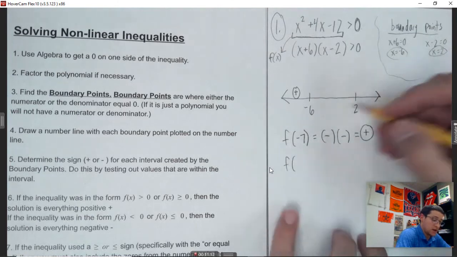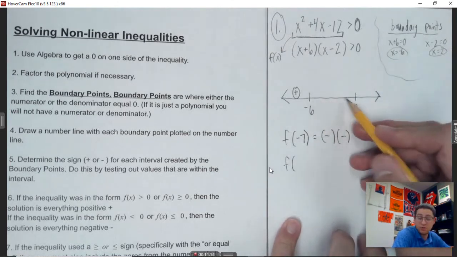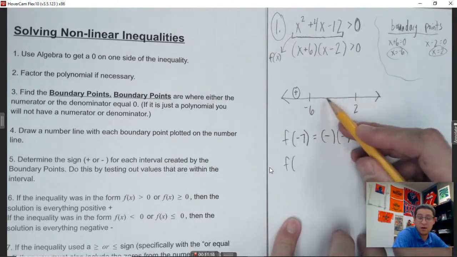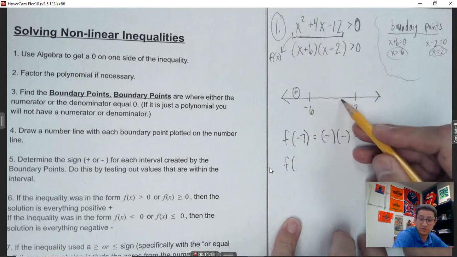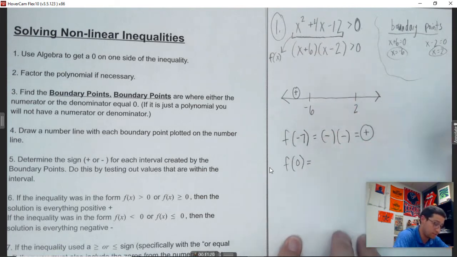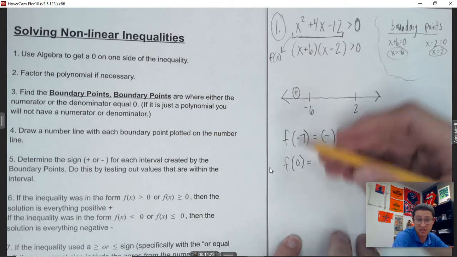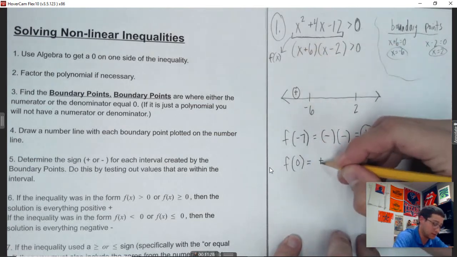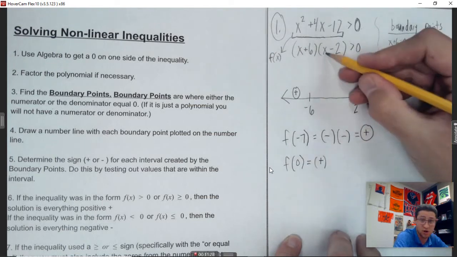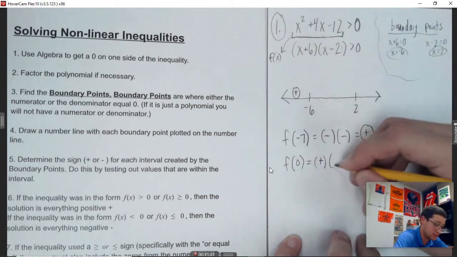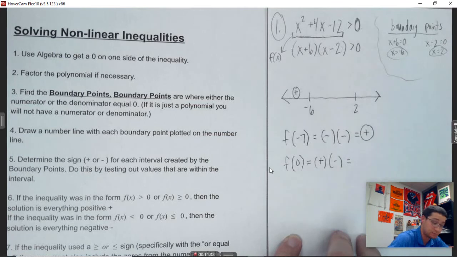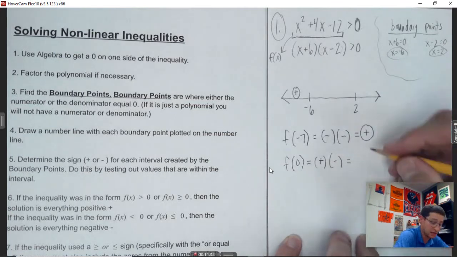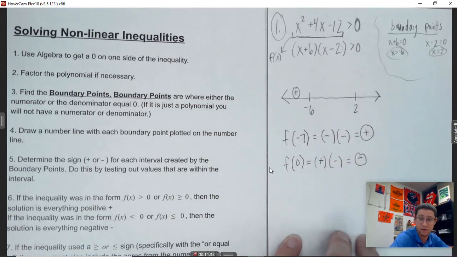I like to pick 0, or some people might like to pick 1, but if I've got an opportunity to do f of 0, I'm going to do f of 0 to make my life a little bit easier. So I've got 0, and I'm plugging it into here. 0 plus 6, that part is going to give me a positive, and then 0 minus 2, that part is going to give me a negative number. So I've got a positive times a negative. Well, that's going to give me a negative, and that's what I'm going to put here.